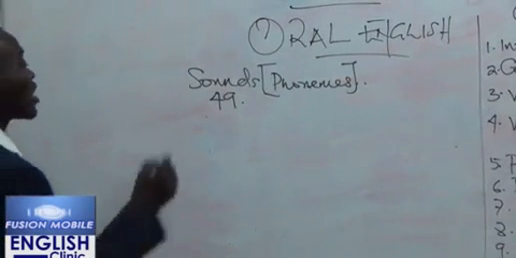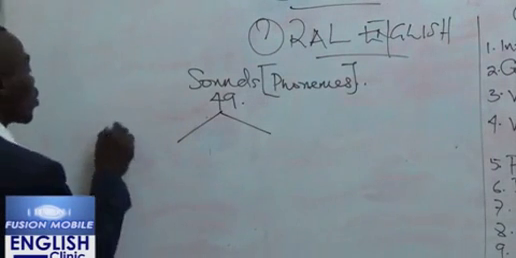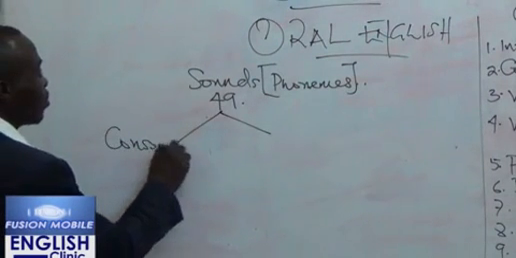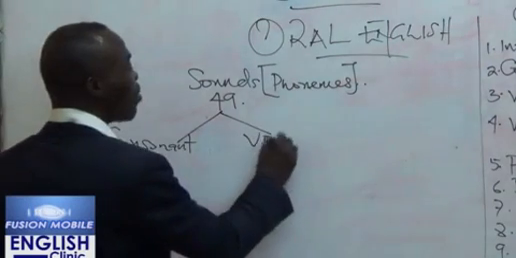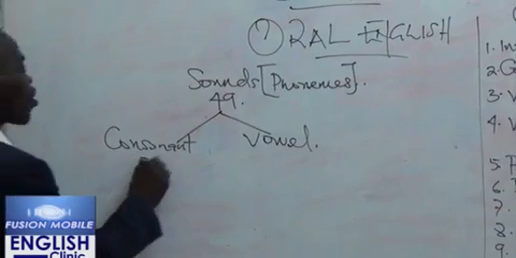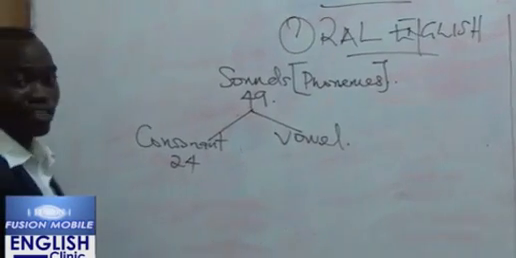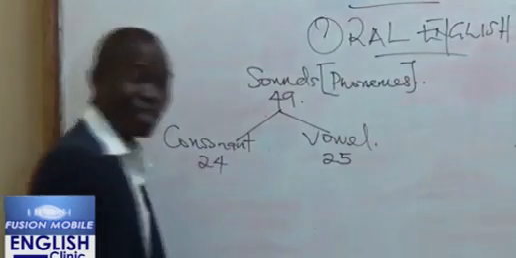And these sounds can be divided into two groups. The first group is called the consonant, while the second group is called the vowel. Now, we have 24 consonant sounds in English, and we have 25 vowel sounds in English.